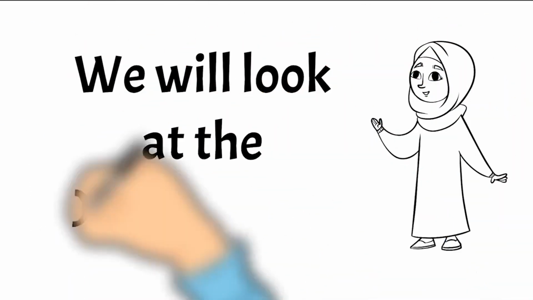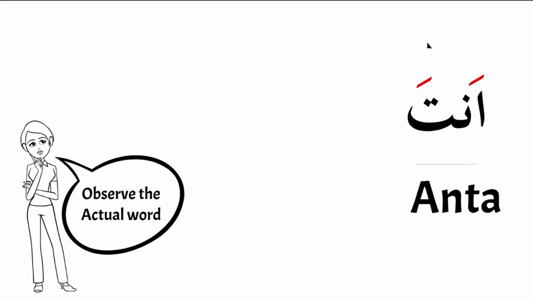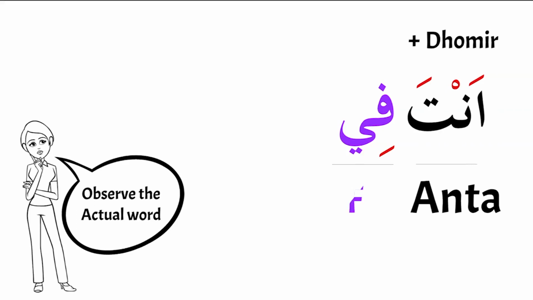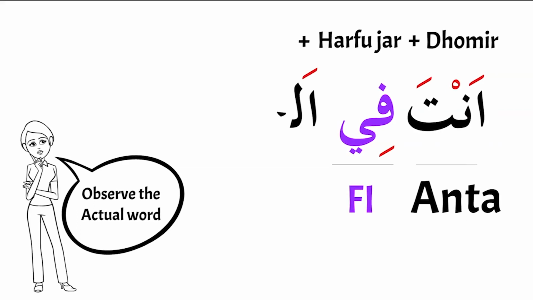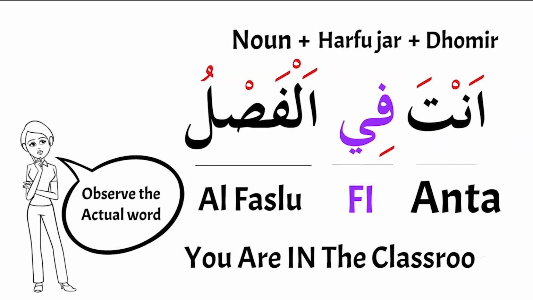We will look at the original word. Observe the actual word. Anta, which is a damir. Fi, which is a harfu jar. Al-faslu, which is a noun. You are in the classroom.